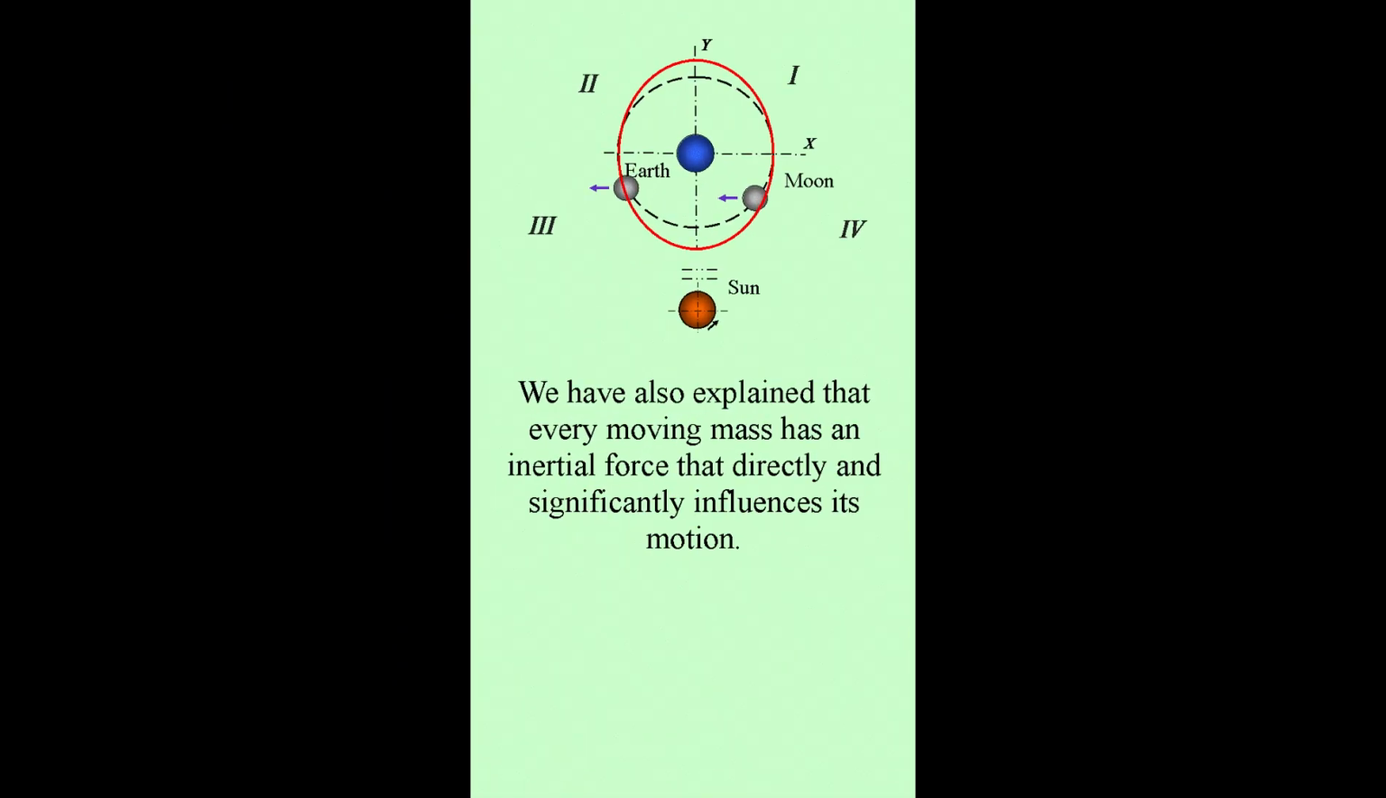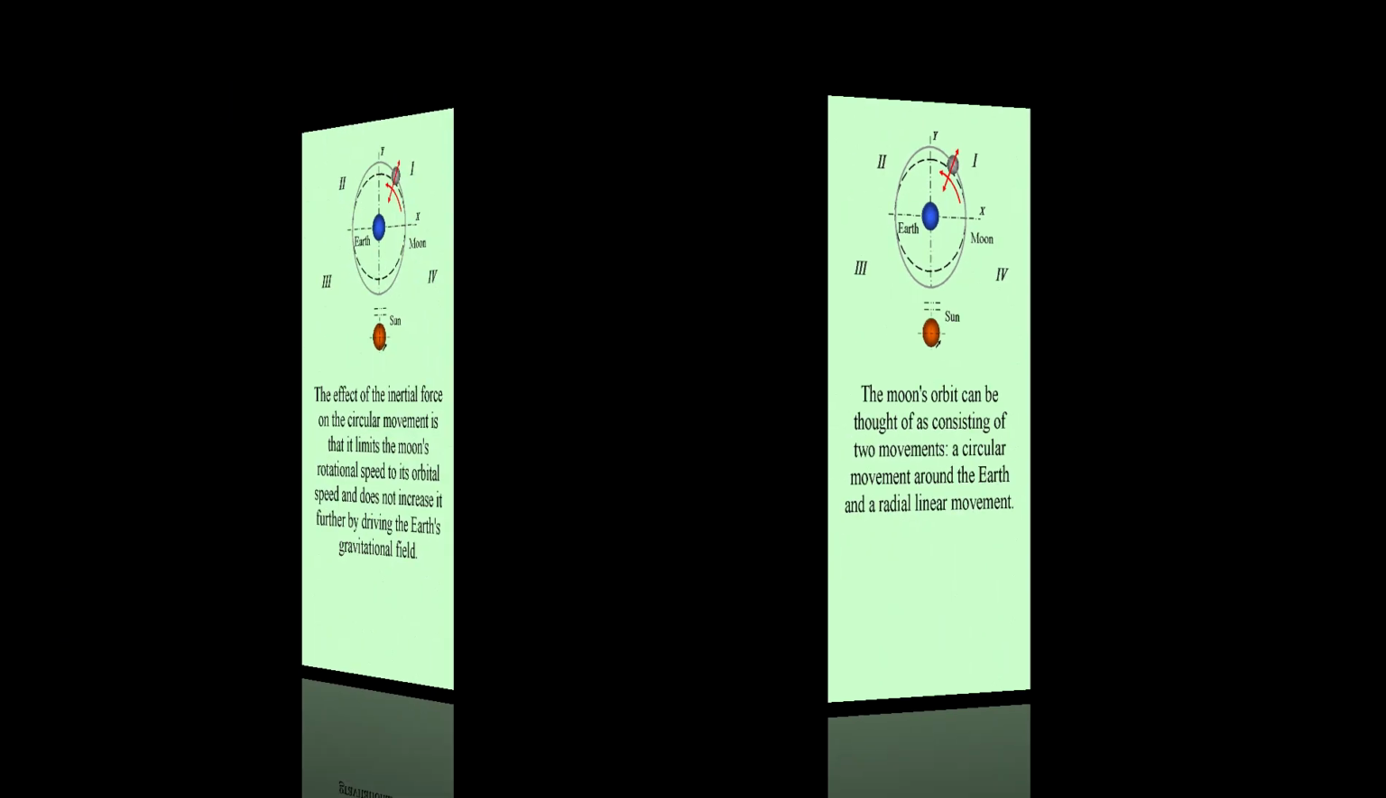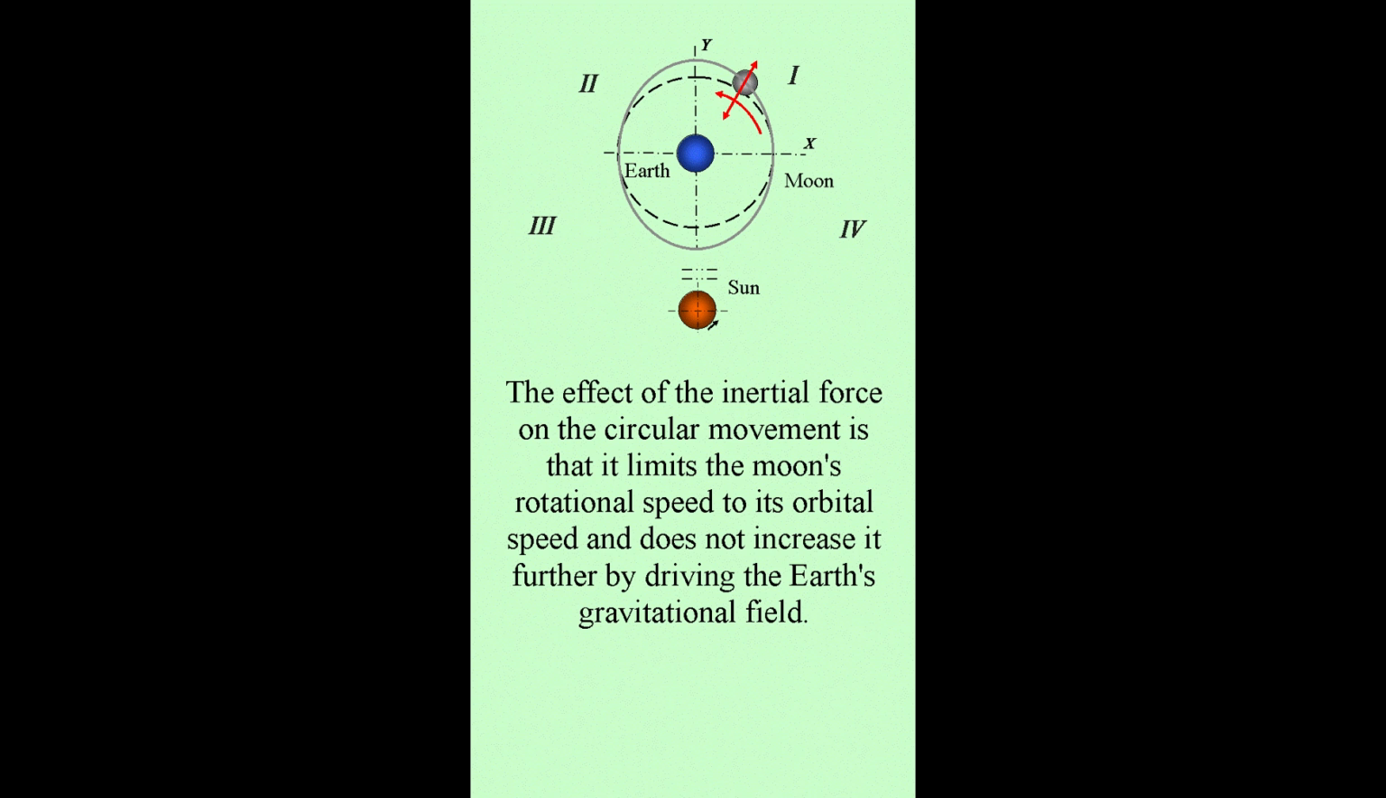We have also explained that every moving mass has an inertial force that directly and significantly influences its motion. The Moon's orbit can be thought of as consisting of two movements, a circular movement around the Earth and a radial linear movement. The effect of the inertial force on the circular movement is that it limits the Moon's rotational speed to its orbital speed and does not increase it further by driving the Earth's gravitational field.